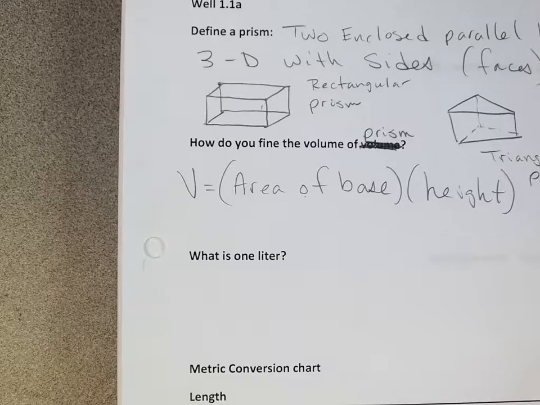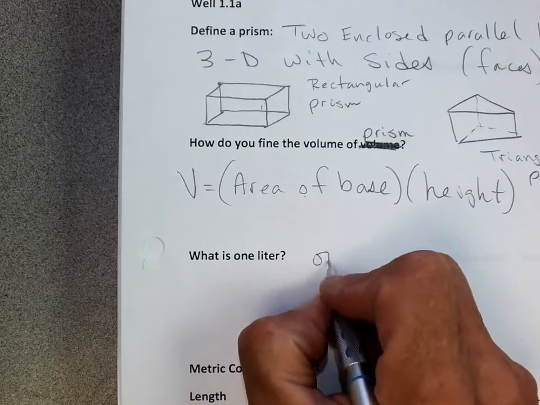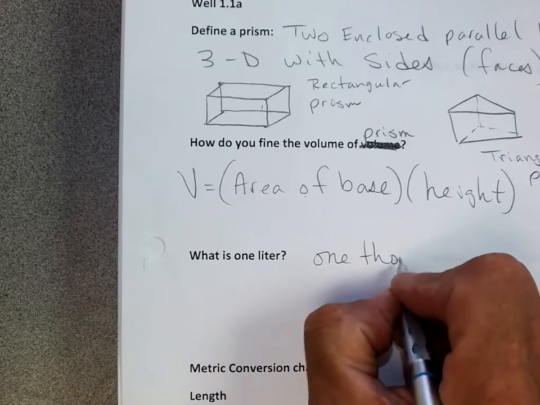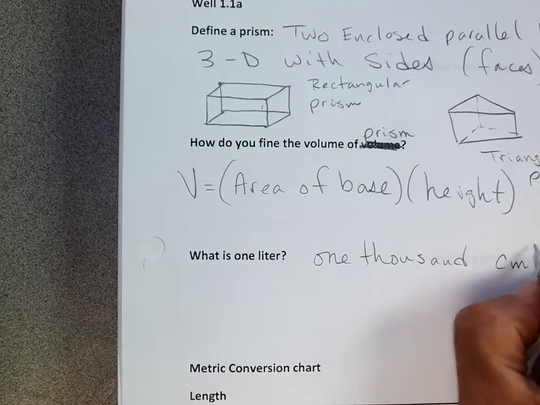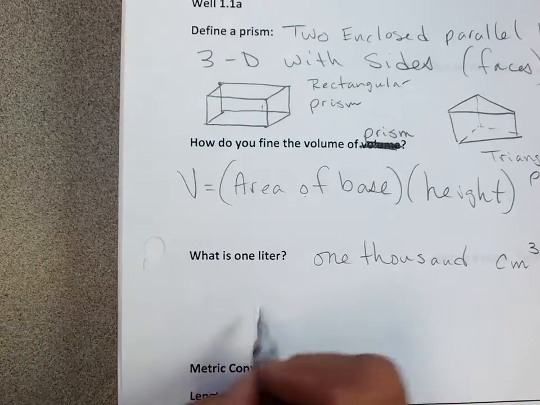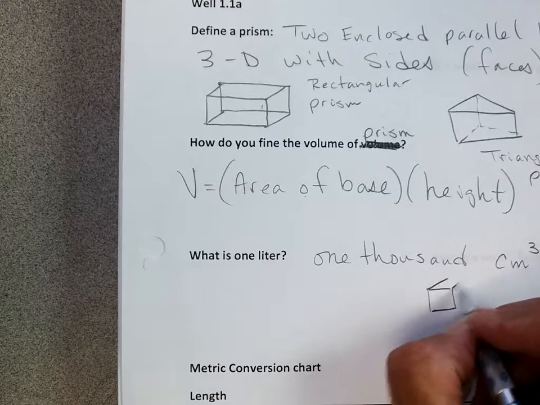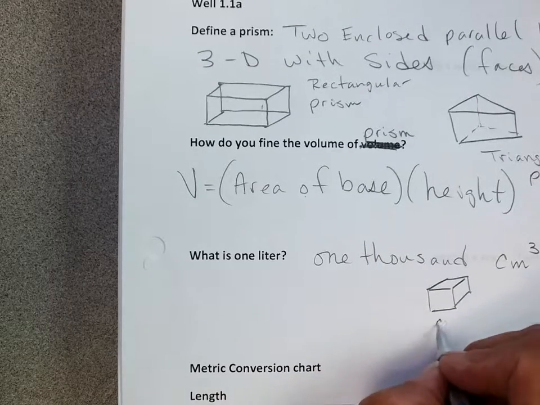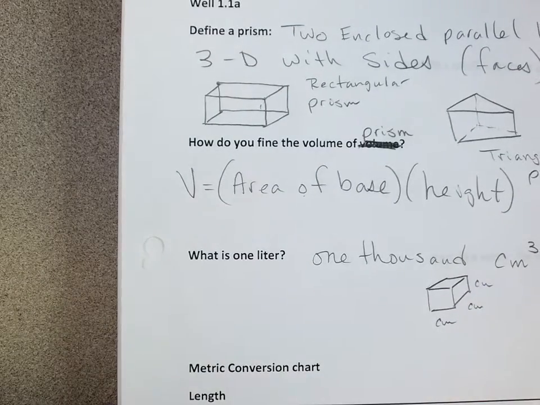So what's a liter? Let's put it down. A liter is 1,000 centimeters cubed, all right? Now what's a centimeter cubed? It's centimeter by centimeter by centimeter, okay? That's a liter. Now we're going to talk about metrics.